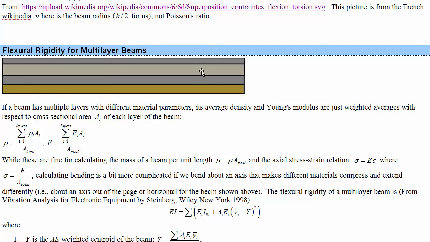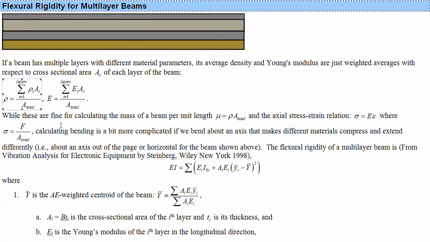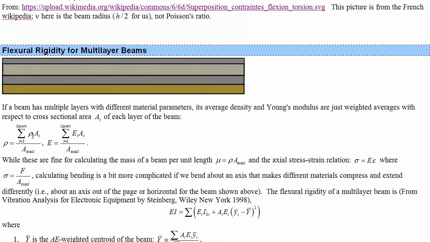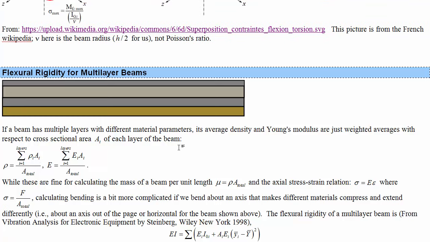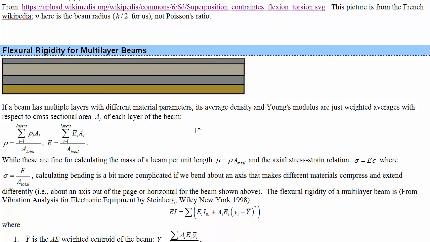Well, we've got a different Young's modulus for all these different layers inside the beam, so we need a different formula to calculate this. The density of this combined beam is just the weighted average of the density, where the weighting is area. And you could say that the Young's modulus for extension is a weighted average of the individual Young's moduli of the layers, weighted by the area. And these are great if you wanted to calculate the elongation in response to a force, or the total mass of the thing.